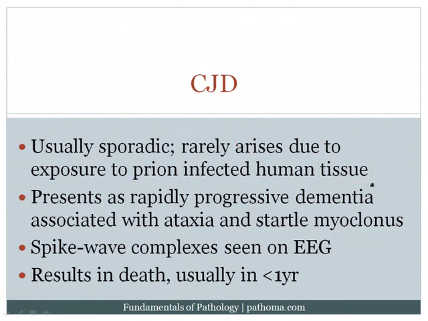Now the hallmark of CJD is rapid dementia, very high yield. The dementia develops within a very short period of time, weeks to months, with the patient eventually dying usually in less than a year. In addition to the rapid progressive dementia, the patients can also get ataxia because the cerebellum can be involved, and there can also be startle myoclonus. Startle myoclonus is when patients get involuntary contractions of muscle with minimal stimuli. On EEG, a hallmark would be spike wave complexes, and this is particularly high yield as well. And of course, as I've mentioned, the dementia is rapidly progressive, resulting in death, usually in less than 1 year.